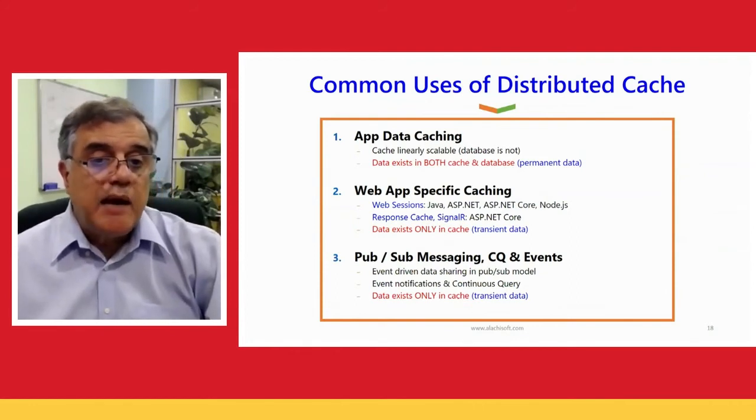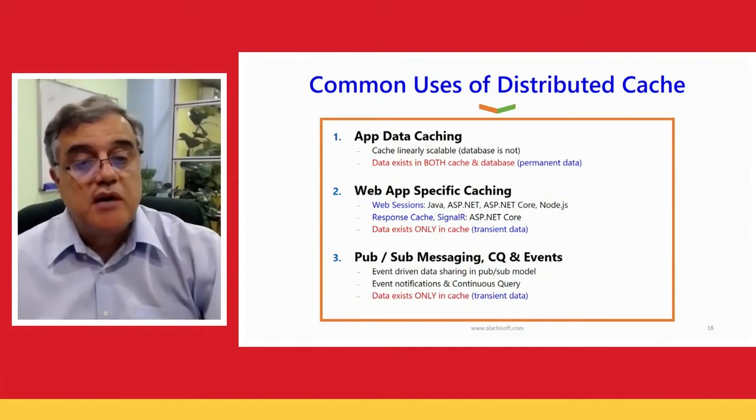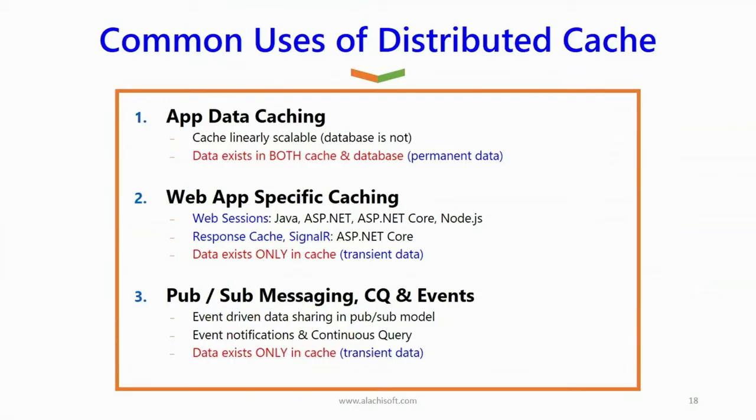Number 1 is app data caching. This is the most common way, which is what I was just talking about, which is that whatever data you're reading from the database, you keep it in the cache, so next time you just read it from the cache. Very simple. And whatever you update, you update both the cache and the database.